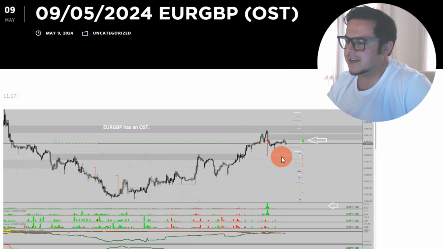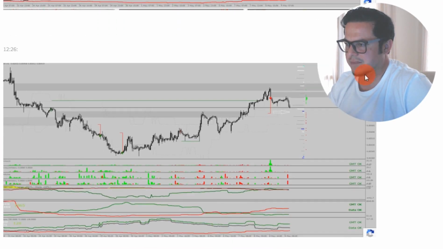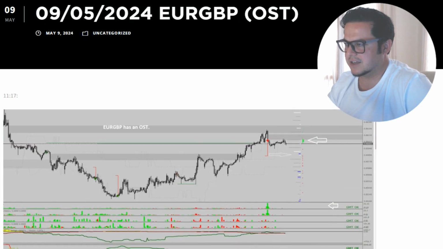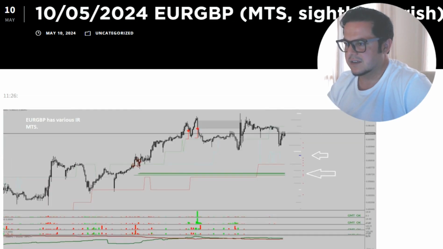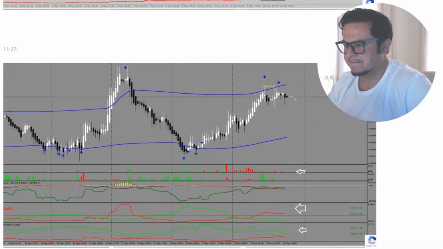Then on the 9th, we had an option strike target short and longies, so we of course take that short trade. Boom, gets filled quickly. Also one of the best trades. Nice pips collected there. And now today we still have the situation, so there are 3 MTS below the price.